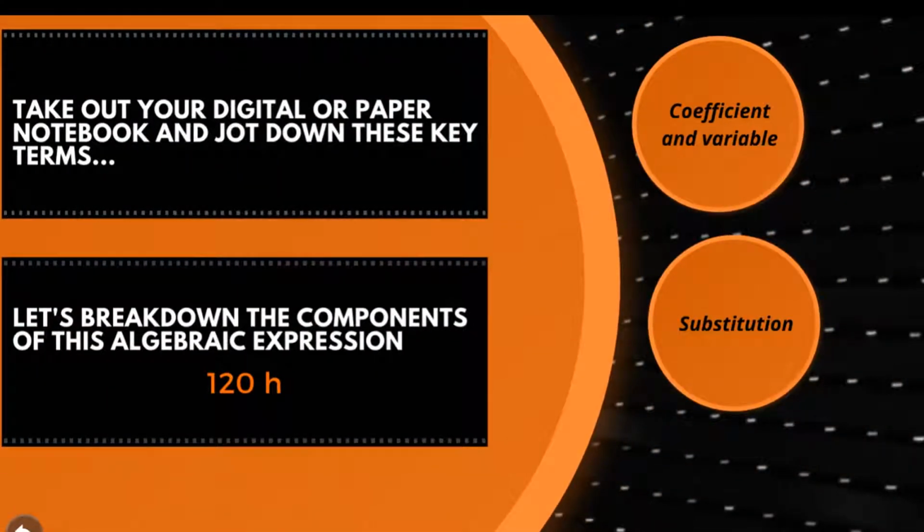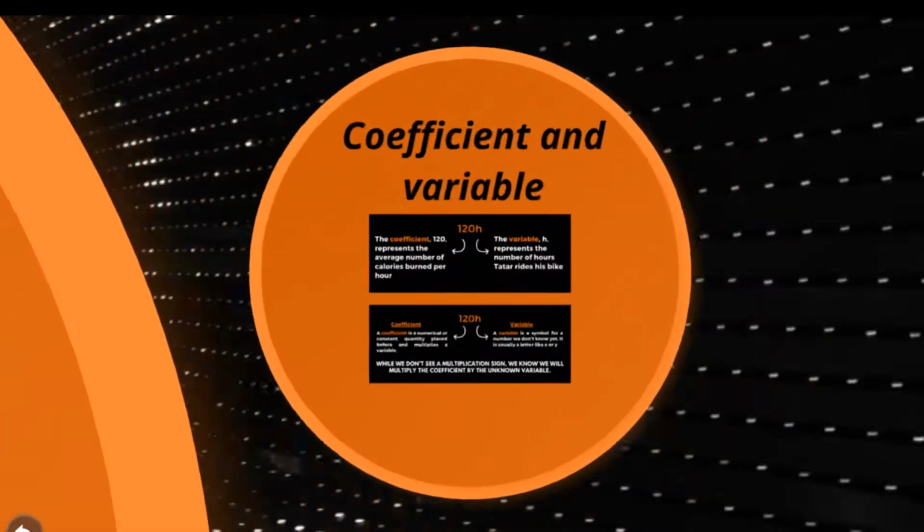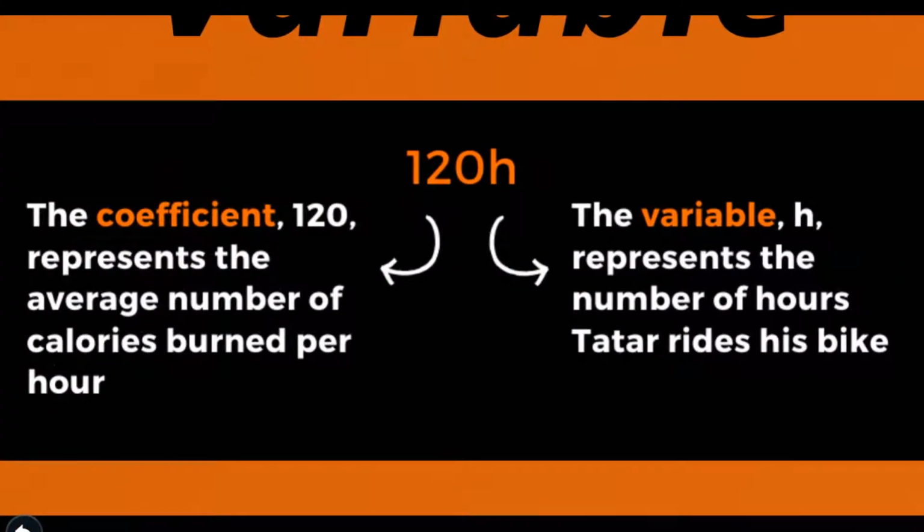Now you can take out your notebook and jot down these key terms. Let's break down the components of the algebraic expression 120h. The coefficient 120 represents the average number of calories burned per hour. The variable h represents the number of hours Tatar rides his bike.